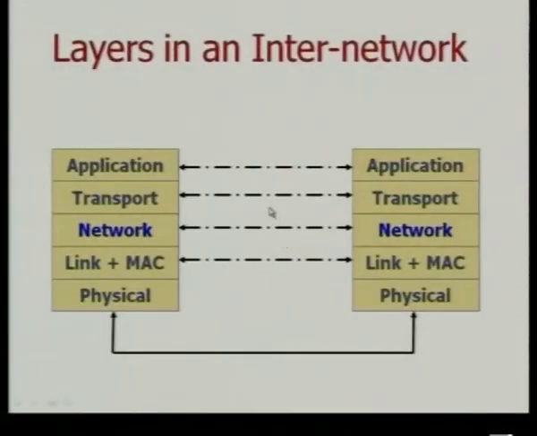Now, if you look at general layers in an internetwork, this is something that we have also looked at in a previous episode. We normally have an application layer, a transport layer, a network layer, a link layer plus a MAC layer, and a physical layer. At least these 5 layers we can always identify as the minimum number of layers that are required in a network. Now, before we look at why this layering is required, we will look at an analogy.